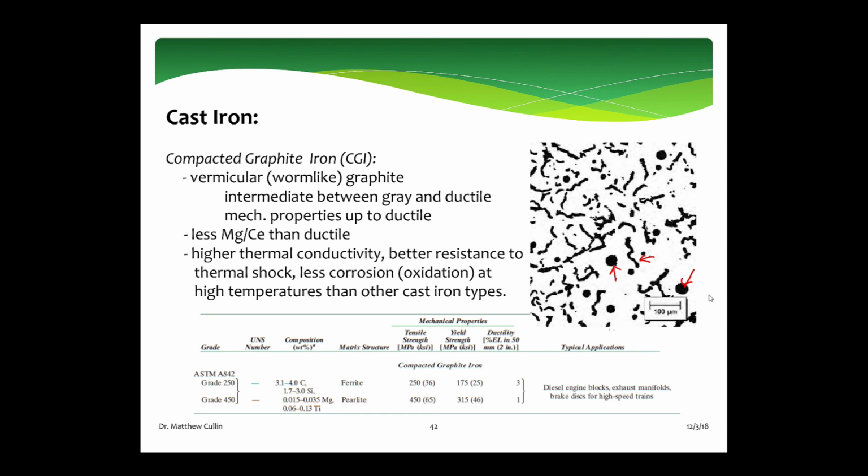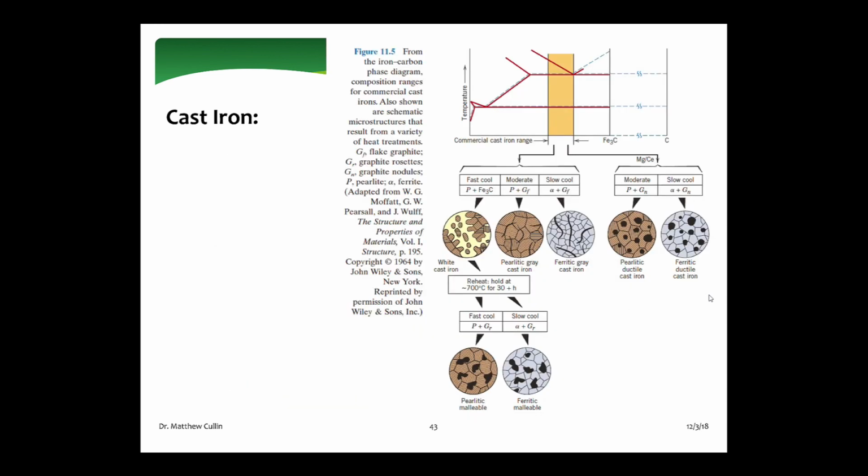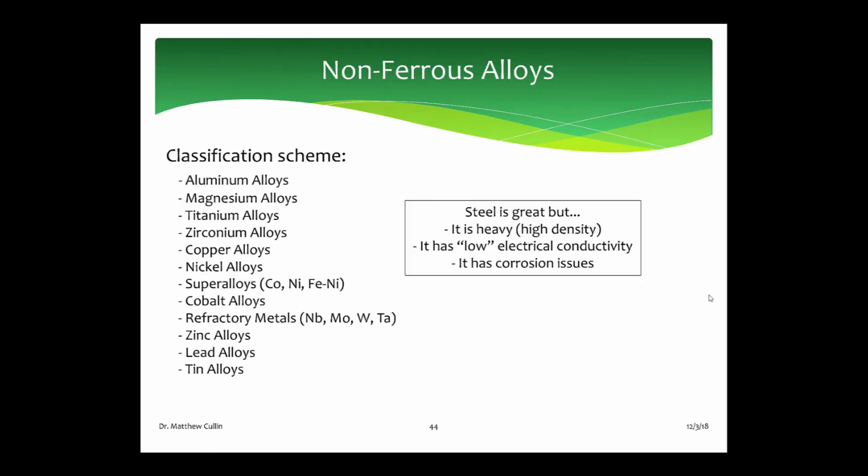So if you're going to be using these in high temperature applications, you might go with compacted graphite iron because you're going to get better corrosion or oxidation resistance. This gives you an idea of what range you're in, and what we form depends on how much we added of other things and what our heat treatment looks like. So this gives you an idea of how you form the different types of cast iron. Technically, white cast iron doesn't have graphite in it, it just has iron carbide. All right.